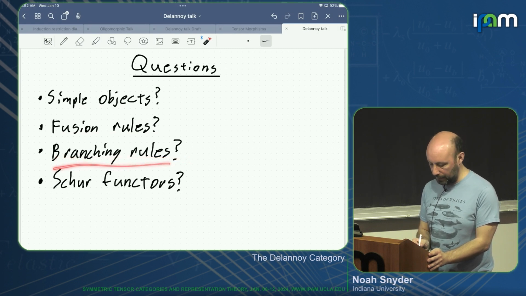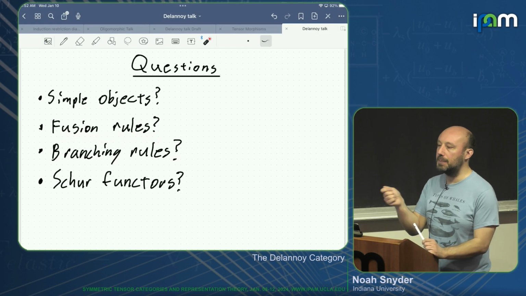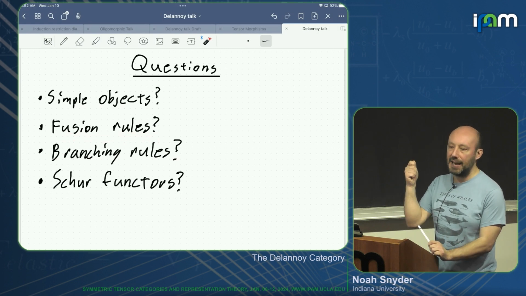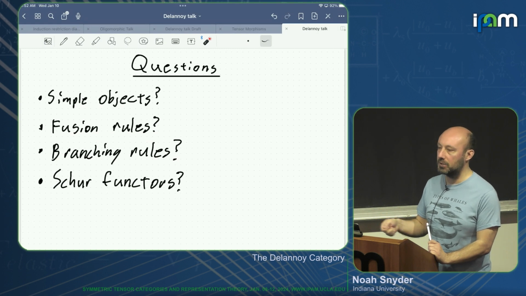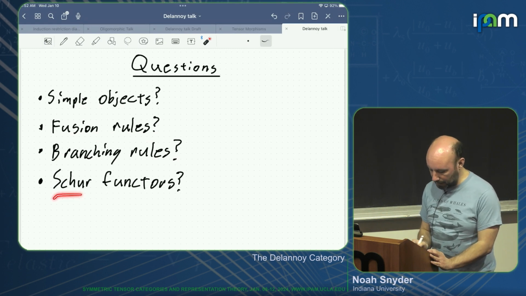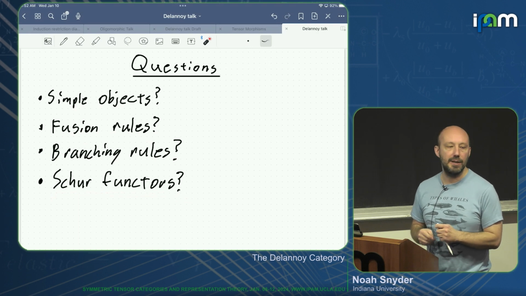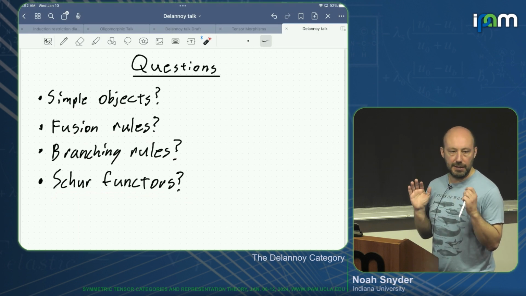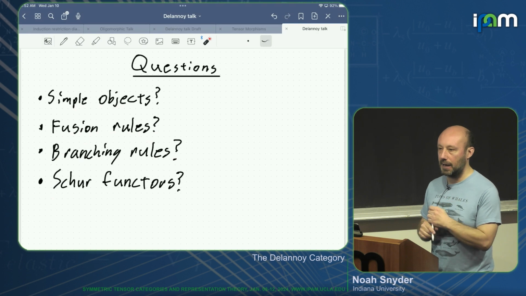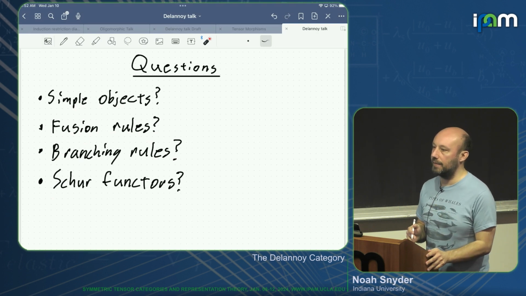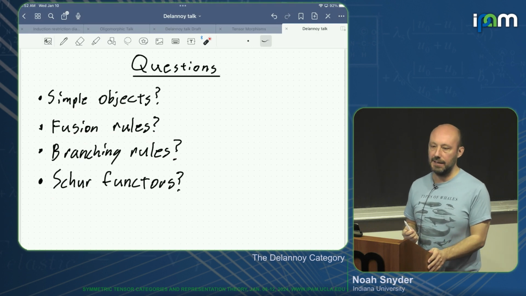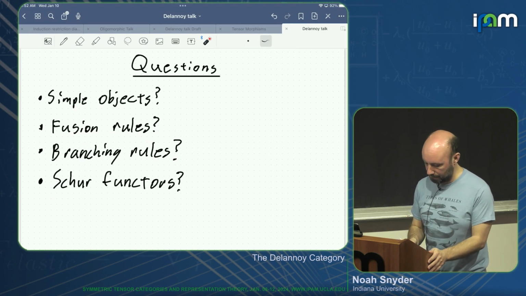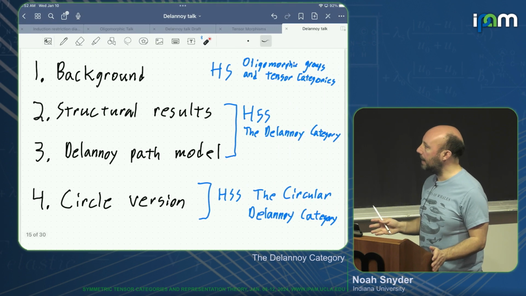Fusion rules: how do you decompose tensor products? Branching rules: how do you decompose restrictions to the open subgroups? Schur functors: what do Schur functors do on these objects, et cetera. The goal of the next section of the talk is to explain our answers to all of these things. I won't prove any of them, but I'll tell you what the answers are. And great, so that's the end of the background.